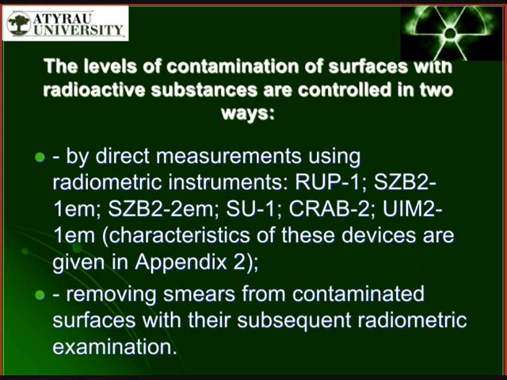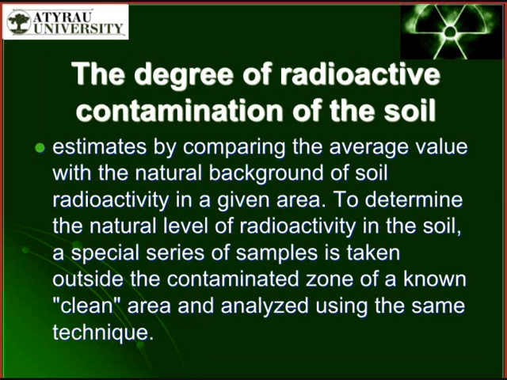The levels of contamination of surfaces with radioactive substances are controlled in two ways: by direct measurements using radiometric instruments such as RUP-1, SZB-2, 1EM, etc., and by removing smears from the contaminated surface with their subsequent radiometric examination. The degree of radioactive contamination of the soil is estimated by comparing the average value with the natural background of radioactivity in the soil in the given area.